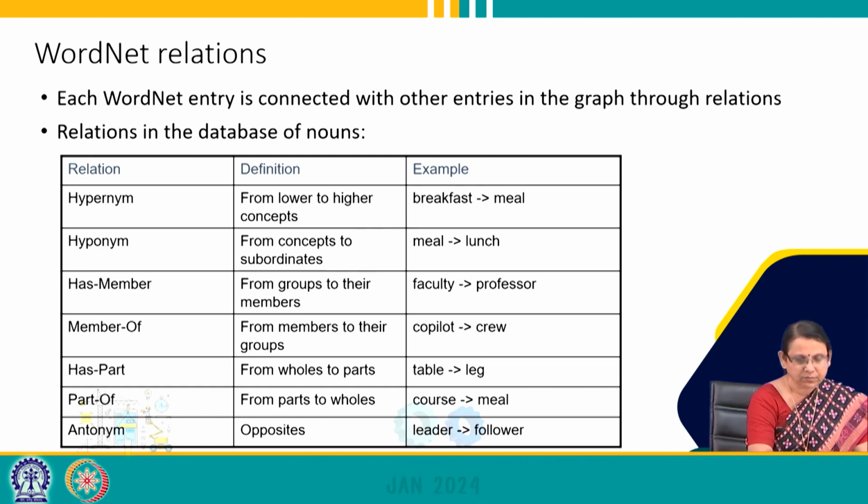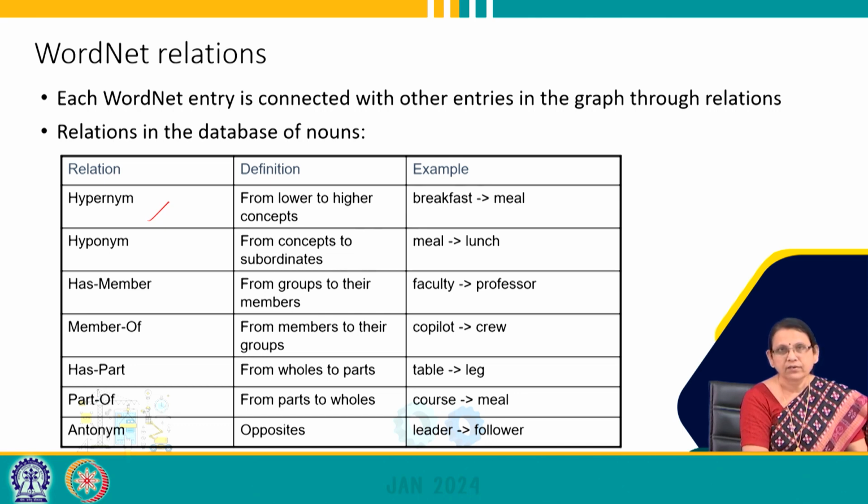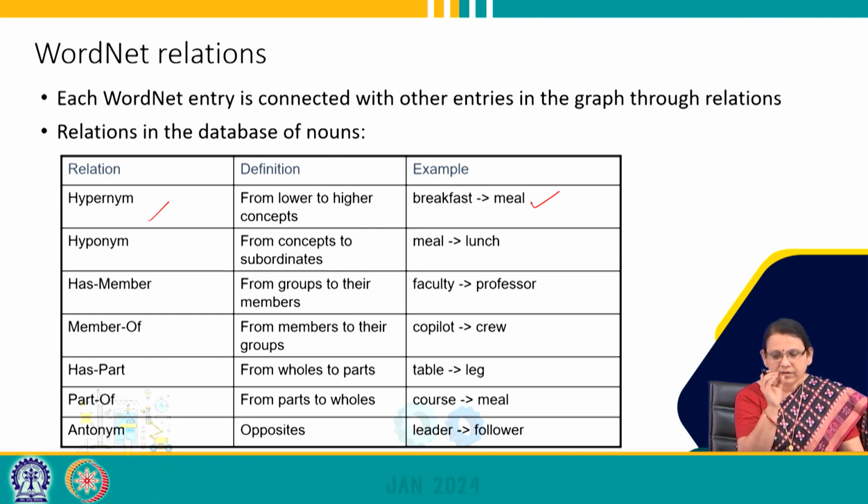What are the various relationships? Hypernym connects certain lower level concepts to a higher level concept. For example, breakfast is a type of meal. Why do we do so? If you would like to reduce the features, and it mentions breakfast, then lunch, then dinner, you can replace everything by the word meal.